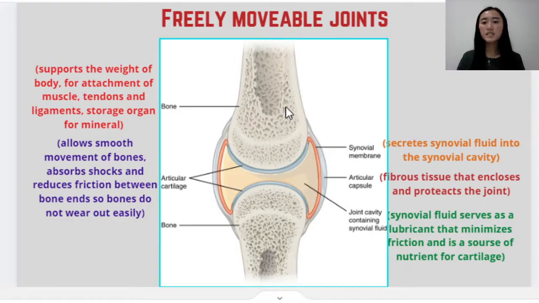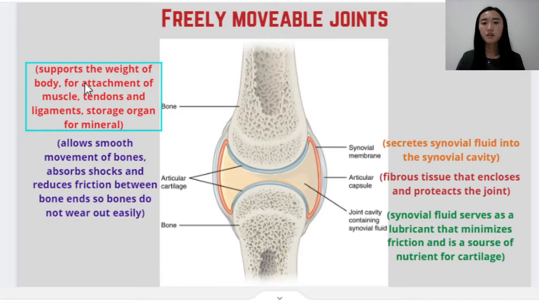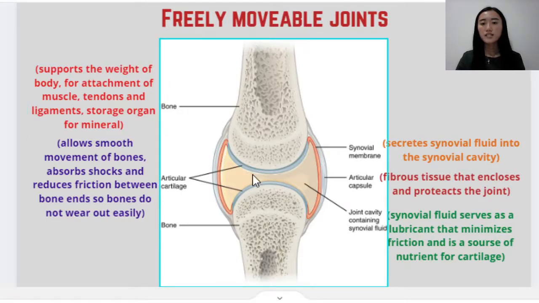Freely movable joints. This is the diagram that shows our freely movable joints, which is the synovial joint. This is the bone, and the red part here is the joint cavity containing the synovial fluid, and the blue lining here is our articular cartilage, and the outer part of the joint is the articular capsule, and the inner part is the synovial membrane.